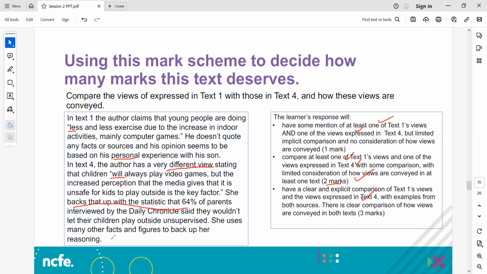So they've even written there the author has a very different view. And he's also written at the end, she uses other facts and figures. So very different from, he doesn't quote any facts or sources. His opinion seems to be personal. So there's a clear comparison. So this answer would get the full 3 marks.